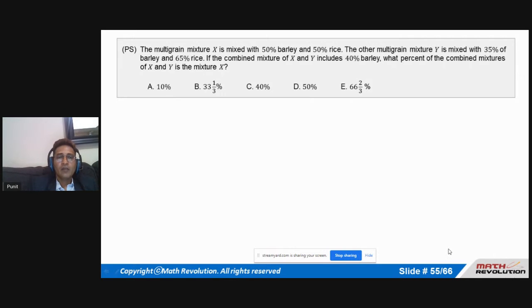The question says the multi-grain mixture X is mixed with 50% barley and 50% rice. The other multi-grain mixture Y is mixed with 35% barley and 65% rice. If the combined mixture of X and Y includes 40% barley, what percent of the combined mixture of X and Y is the mixture? It's all each and together. There is an X, there is a Y, then there is barley, there is rice, there are percentages.